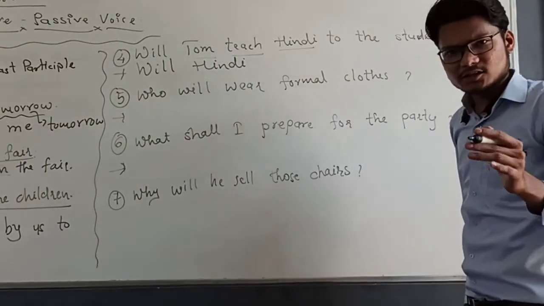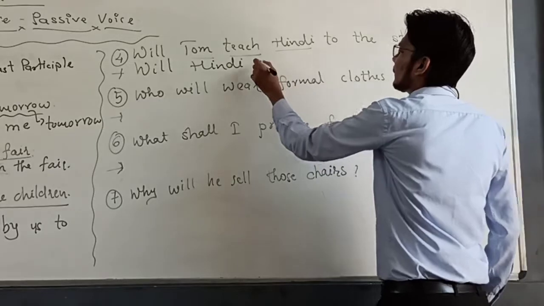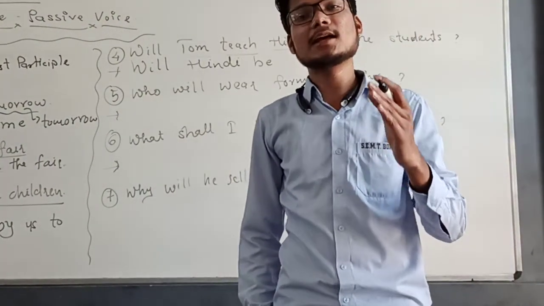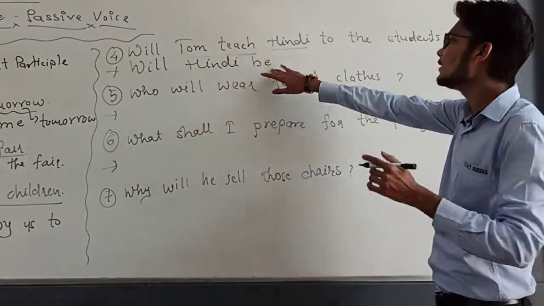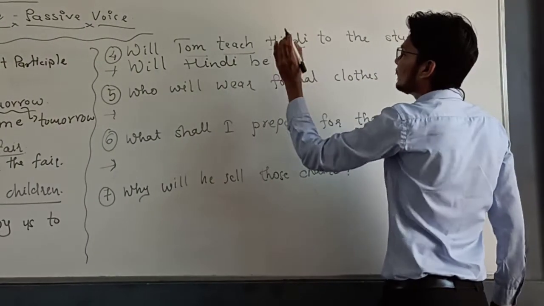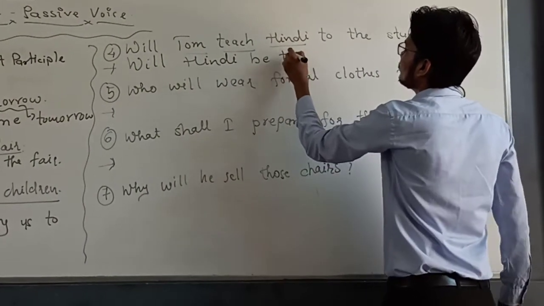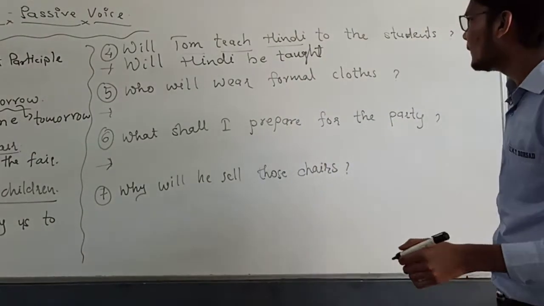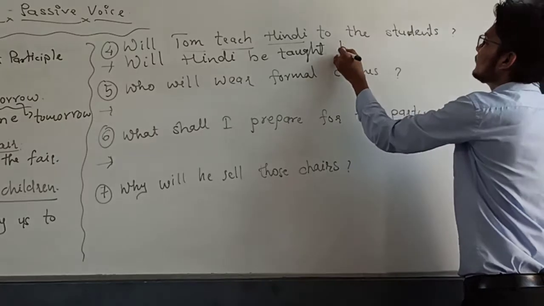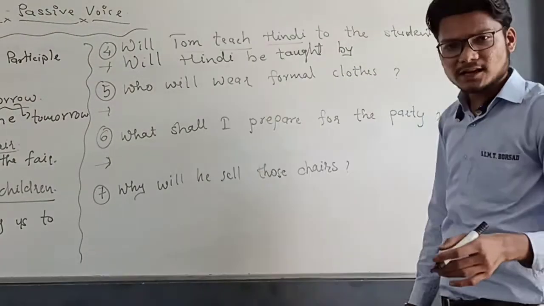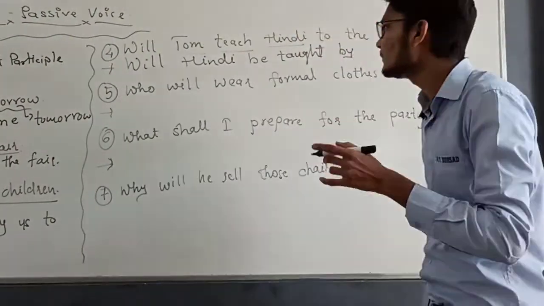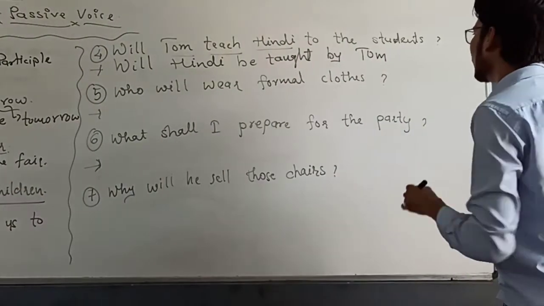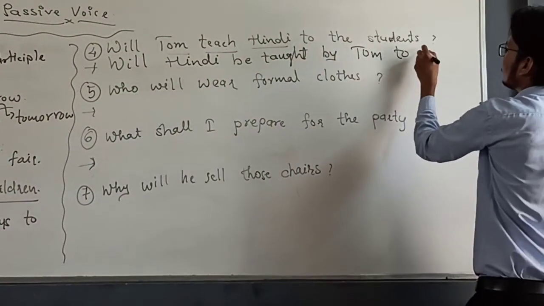After your object, you have to add "be". Will Hindi be. Now what is the past participle of teach? That is taught. Will Hindi be taught? Then add "by", and after that add your subject, that is Tom, and "to the students" put as it is.